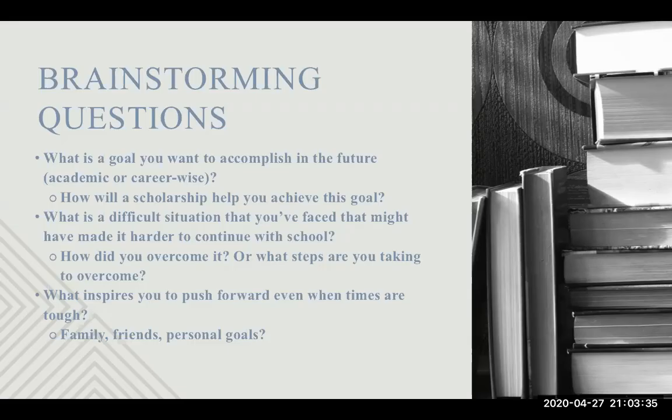And then a final question is, what inspires you to push forward even when times are tough? Again, they're trying to get to know you. Because the committee wants to get to know you, this includes what's moving you forward. What are you striving for? What motivates you when things get tough? This could be family, friends, chosen family, personal goals. So these are questions that you can use to start brainstorming and determining what you want to talk about in your scholarship essay.